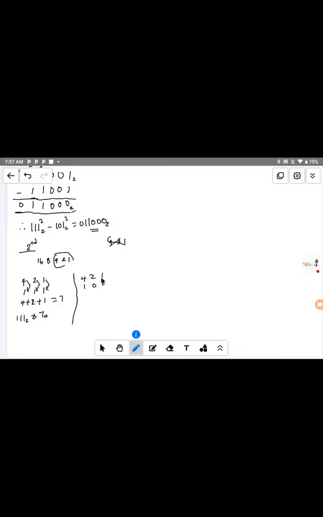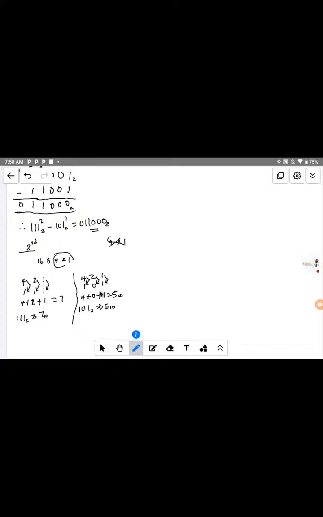Now, this one multiplies by this, this one multiplies by this, and this one multiplies by this. So we have 4 times 1, that's equal to 4, plus 2 times 0, that is 0, plus 1 times 1, that is 1. So when you add it together, 4 plus 0 plus 1 is 5. That is 5 in base 10. So if we convert 101 in base 2 to base 10, it is equal to 5 in base 10.